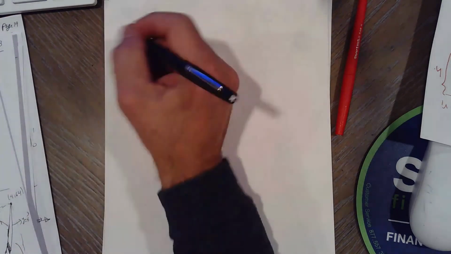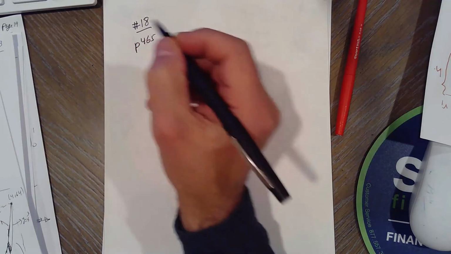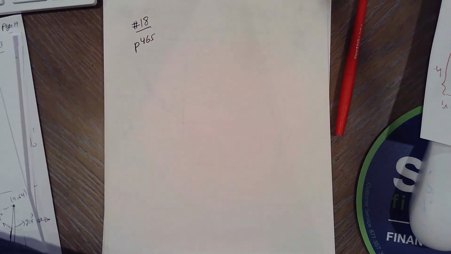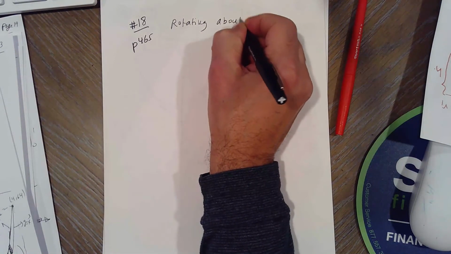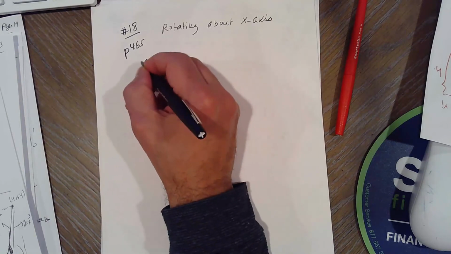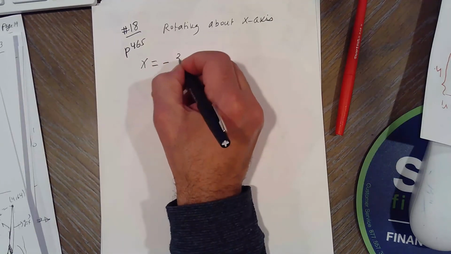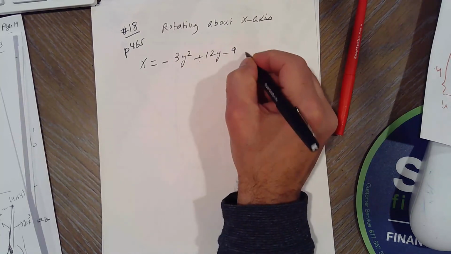So I'm just trying to do as many different kinds of examples as possible. Number 18, page 465. It says again, use the method of cylindrical shells to find the volume of the solid obtained by rotating about the x-axis. So rotating about the x-axis. x equals negative 3y squared plus 12y minus 9, and then x equals 0.